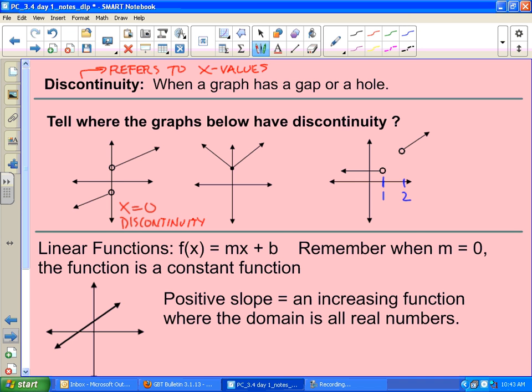Am I broken? You guys notice this is very much the same thing as domain. It's kind of the same discussion, except now we're looking for parts where the graph isn't existing. Domain, we look for parts where the graph is. 1 to 2. And how do I write it? Do I write it with brackets or parentheses? I use parentheses because they're open circles. So I'm broken between 1 and 2. Nothing's going to happen right there. Discontinuity.